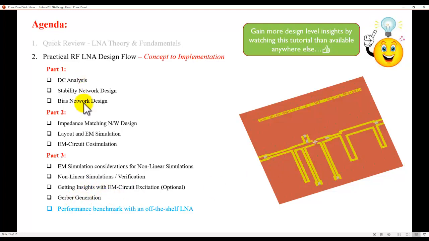And finally, once I'm happy with everything, we'll go ahead with Gerber generation and do a performance benchmark against an off-the-shelf LNA. All right. So take a well-deserved break. It's been over half an hour in this last part, and I look forward to seeing you in part 3 of this tutorial.